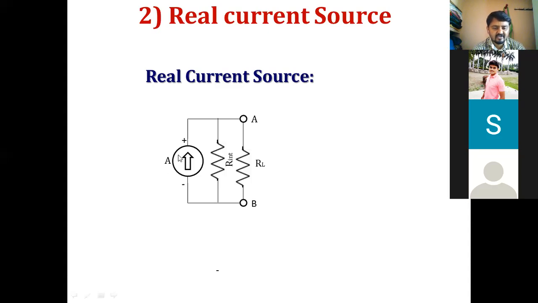Is it a real or ideal current source? Real, because the current source is in parallel with an internal resistance. Some resistance is in parallel and the load resistance is different. This resistance and the current source combination give the real value of the current source, and this is the load resistance. The current flowing through this load resistance depends on the RL value. If RL changes, then IL will change. That is the real current source. Take this diagram also, below that one.